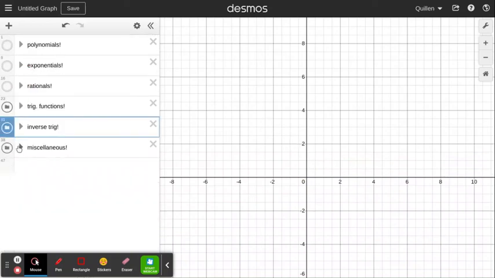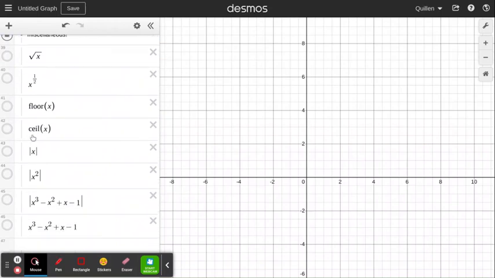Now these miscellaneous ones, I really only have two super important things to mention. So let's first get floor and ceiling out of the way. Floor, if you don't know, takes the value of the argument, so whatever's in these parentheses, and finds the greatest integer less than or equal to it. So that's why it looks kind of like stairs. Ceiling does the same thing, but it finds the least integer, smallest, closest to negative infinity, that is greater than or equal to it.